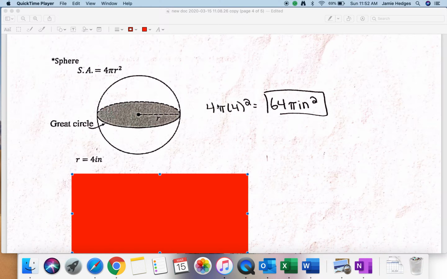Our last formula that we want to look at is a sphere. And a sphere is basically a ball. It's like a three-dimensional circle. And the equation for a sphere is 4 pi r squared.